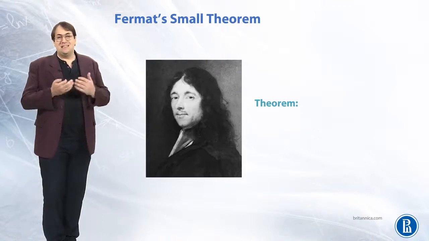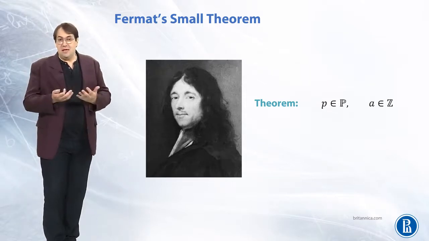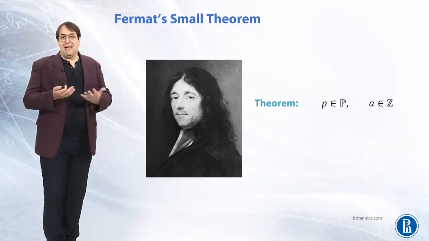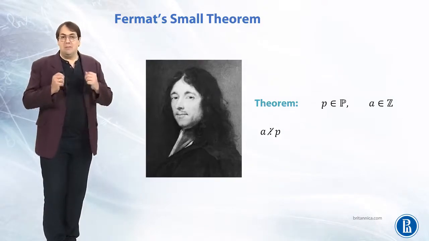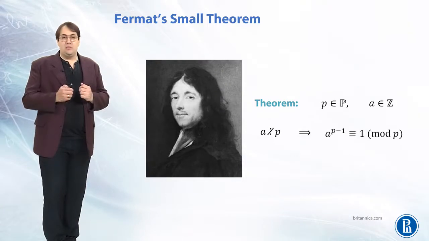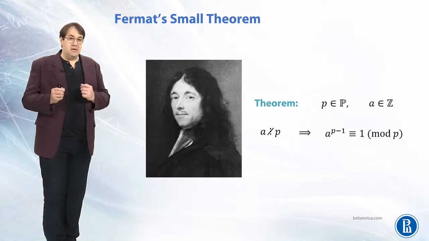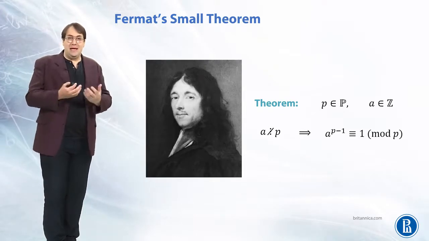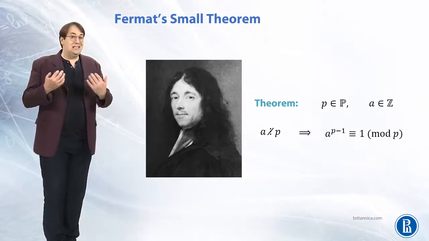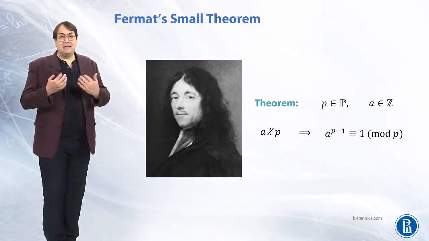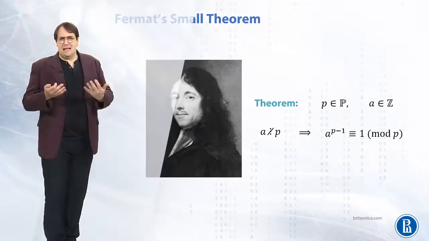Well, Fermat's small theorem states that for every prime number p and every integer number a, in case a is not divisible by p, then a to the power of p minus 1 is congruent to 1 modulo p. Well, this means that if we take a and raise it to the power p minus 1, we will gain an integer which will give remainder 1 when divided by p. What does this mean actually?